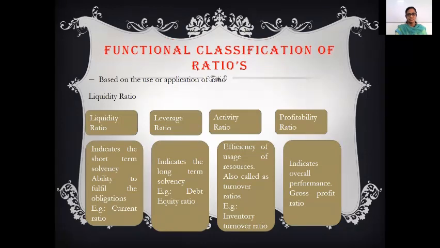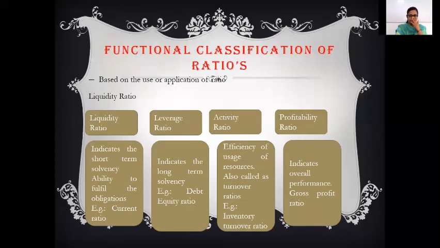These are the functional classifications of ratios: liquidity ratio, leverage ratio, activity ratio, and profitability ratio. These are the different ratios we will see in detail. Liquidity ratio indicates short-term solvency, the ability to fulfill obligations. An example is the current ratio. Leverage ratio indicates long-term solvency. An example is the debt equity ratio.